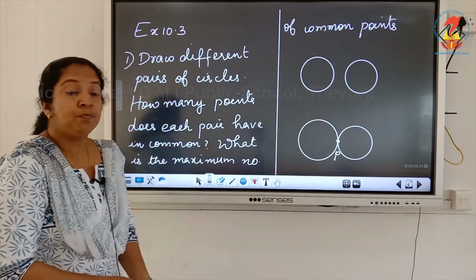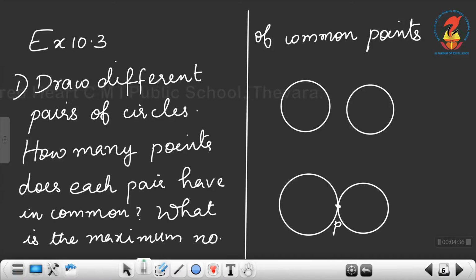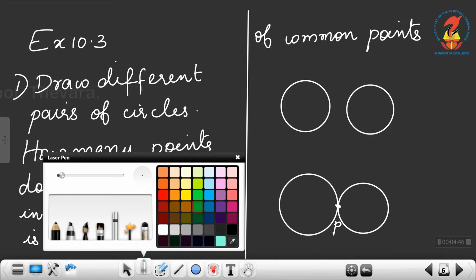Then exercise 10.3, first question. Draw different pairs of circles. How many points does each pair have in common? What is the maximum number of common points?